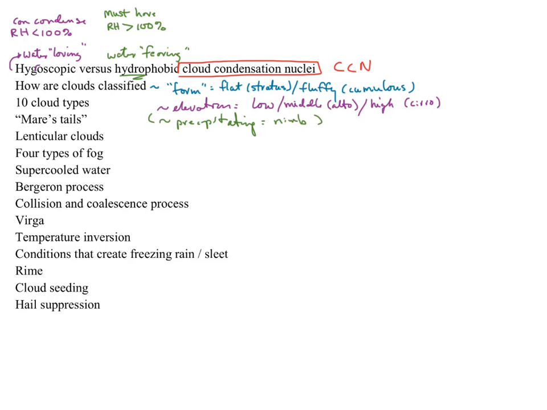The low clouds don't have any prefix. The middle clouds use the prefix alto, and the high clouds use the prefix cirro. Then we have precipitating clouds, and they have to have the letters NIMB. So we have 2. We have nimbostratus and cumulonimbus. Those are both precipitating clouds. So form and elevation are kind of what they say, how clouds are classified, but also with regard to precipitation.